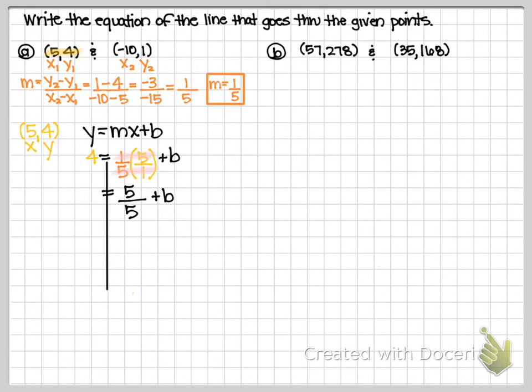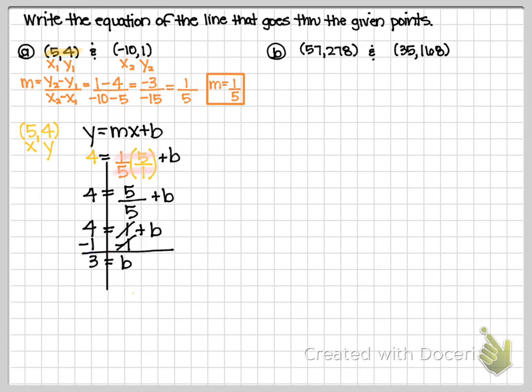Drop down the plus b, drop down the 4. Now we know that 5 divided by 5 is just 1. So that's going to be 1. Drop down the plus b, and then drop down the 4. Last thing, move the 1. 1 minus 1 cancels. If I subtract, it looks like I get b is equal to 3.